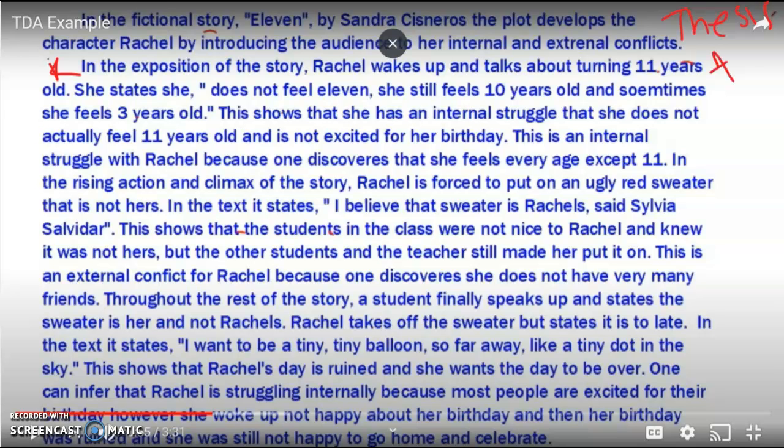Okay, then we're restating the prompt in the exposition of the story. We are answering it. She turns 11. We are citing evidence using direct quotes directly from the text. And then we are explaining this is an internal struggle where she feels every age except for 11. And then we continue on the rising action. We are restating, we are answering, we are citing, we are explaining. And then throughout the rest of the story, we do the same. Okay, then at the end, if you can see it, there is a conclusion sentence, just 1 or 2 sentences wrapping up. So this is what your TDA should look like.